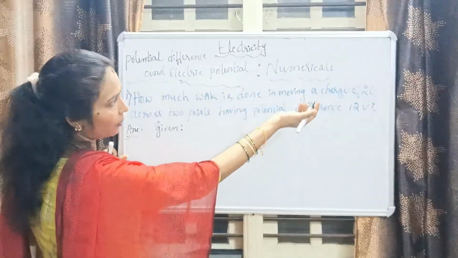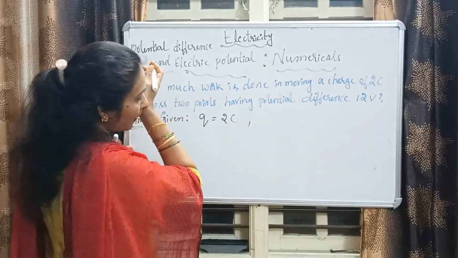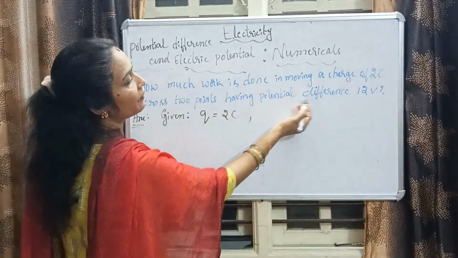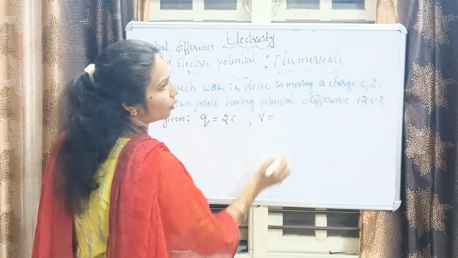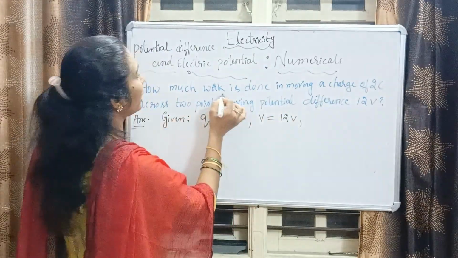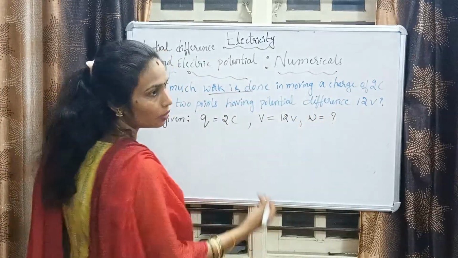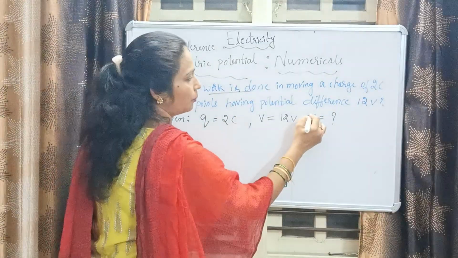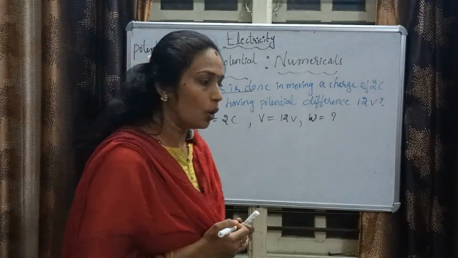2 coulomb of charge means what, guys? Q. Q is equal to how much? 2 coulomb. And 2 points having potential difference. What is potential difference? That is V, is equal to what, guys? That is 12 volt. What do we need to calculate? Work done. That is W is equal to, we need to calculate. This is very important. We don't know what the work done is, that we need to calculate.